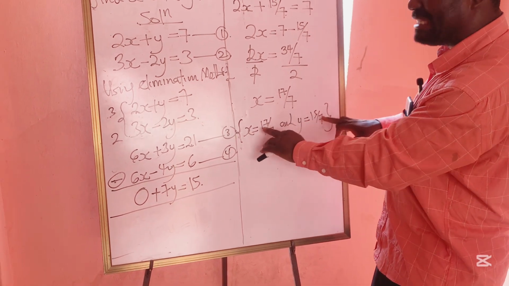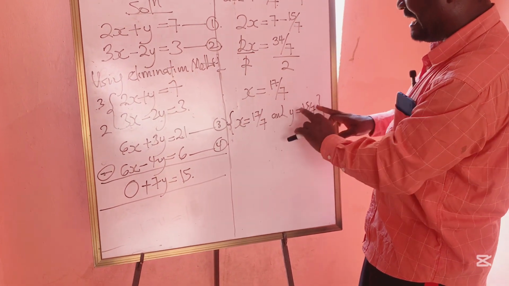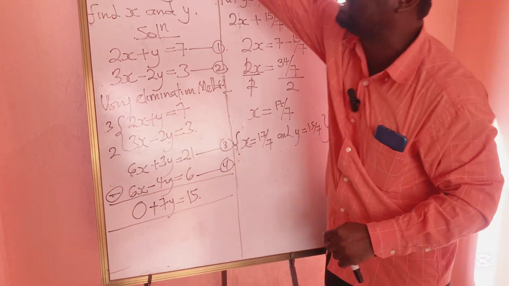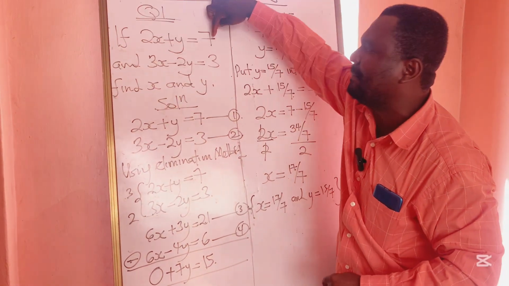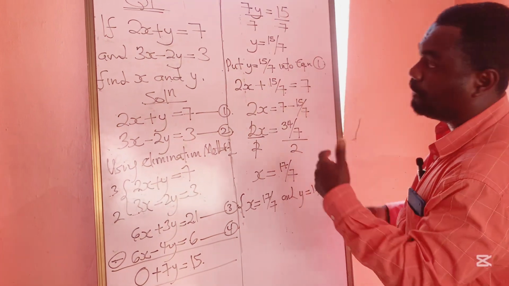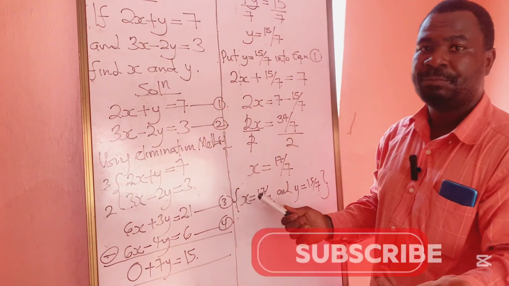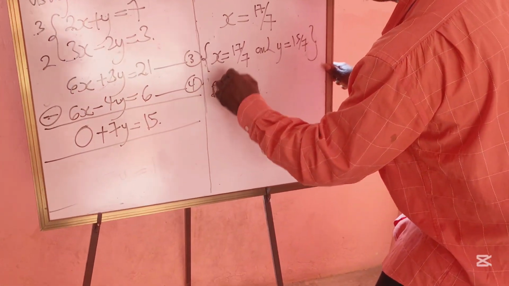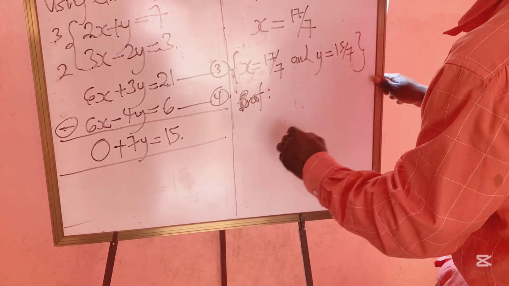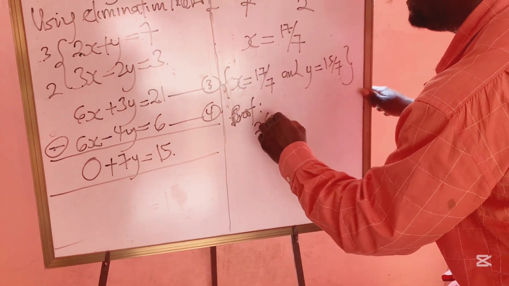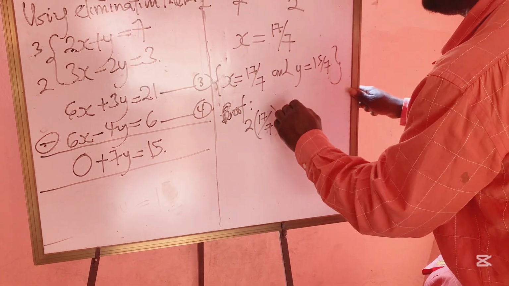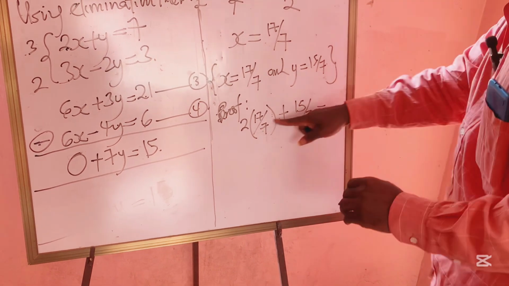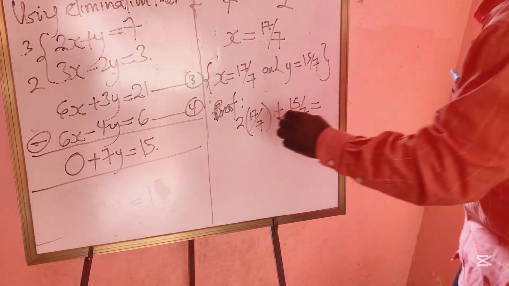If it is true that our x is 17 on 7 and our y is 15 on 7, then when we substitute this into equation 1, the left should be the same as the right. So for clarity's sake and for proof, we are proving whether our answer is correct. So 2 into bracket 17 on 7 plus 15 on 7. Let's see whether it will give us 7.